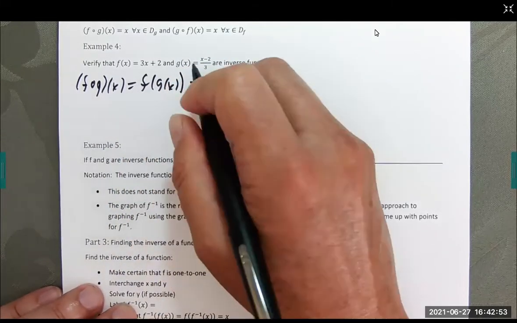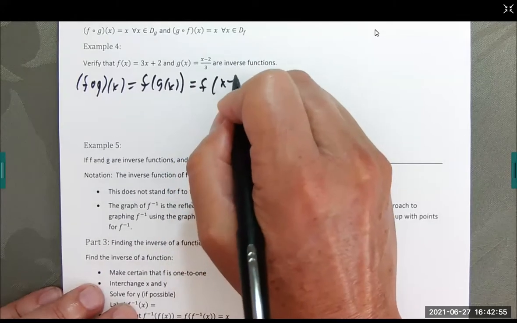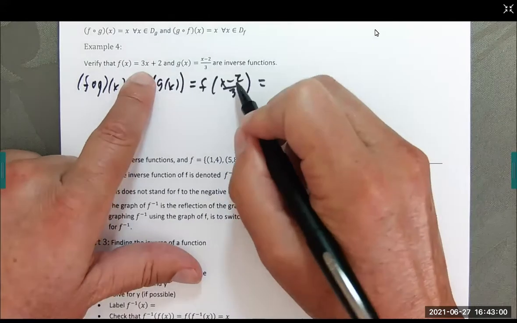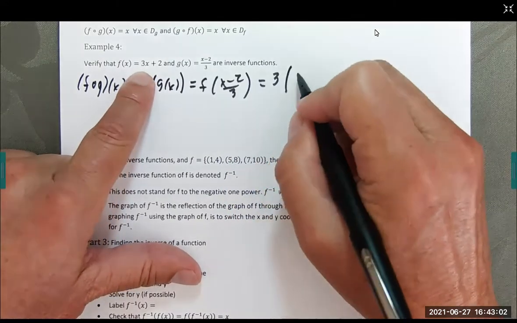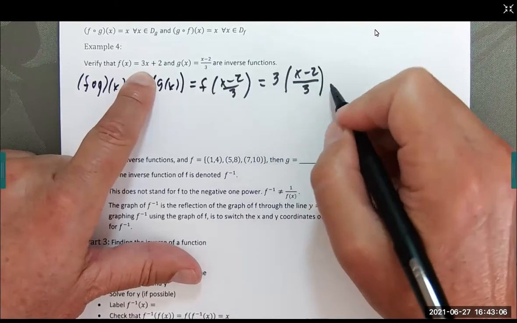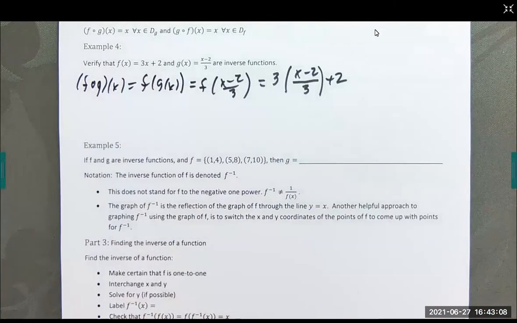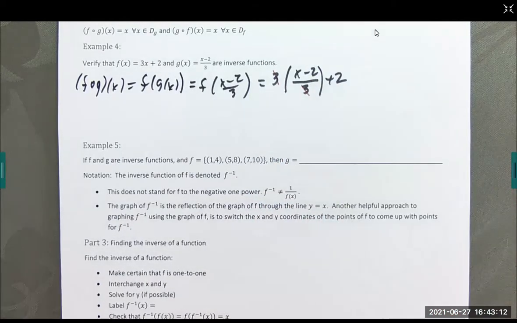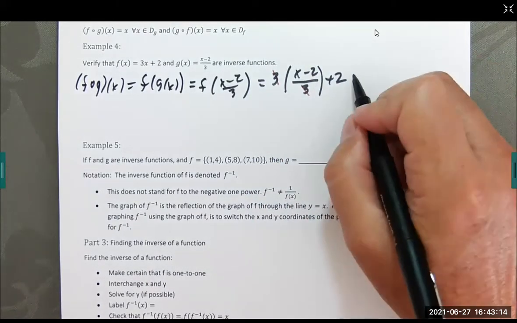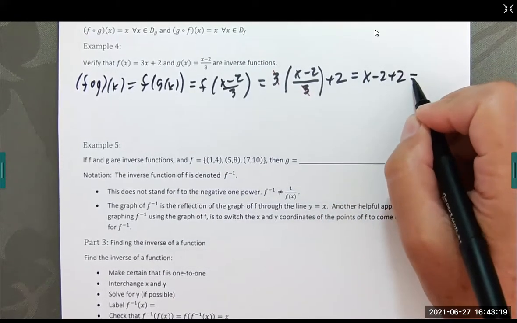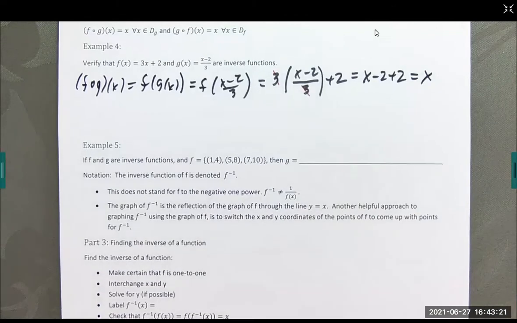So this is going to be f of (x minus 2) over 3. I'm going to replace that x with this here. So this will be 3 times (x minus 2) over 3, plus 2. And I'm going to notice that the 3's reduce, which gives us x minus 2 plus 2. That is just x. Yay, they're inverses.